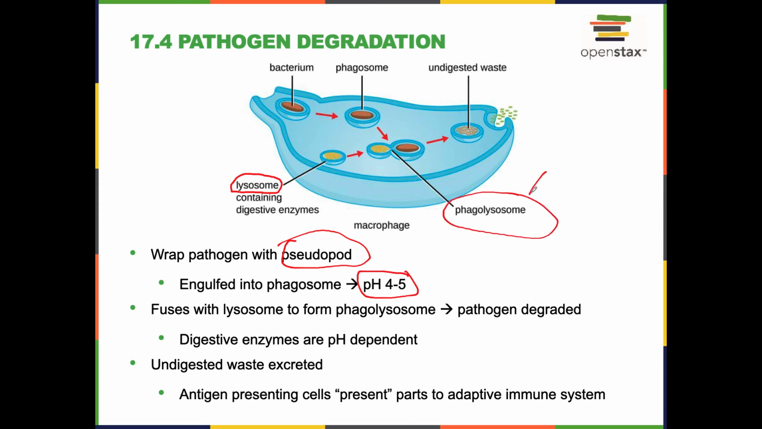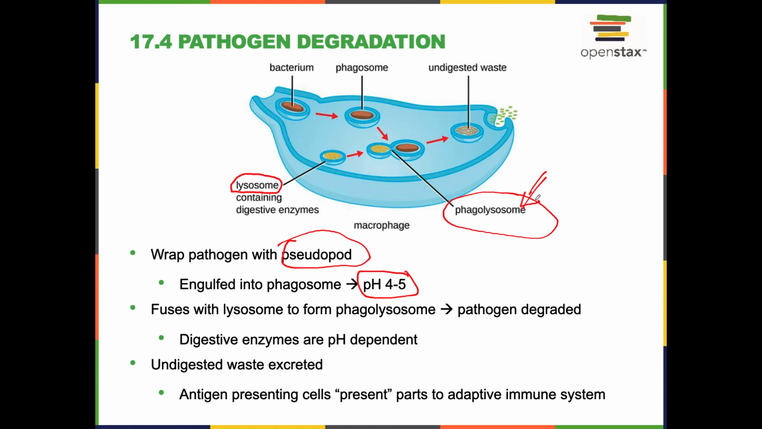And this is where our pathogen gets digested, right? So it doesn't get digested in the phagosome. It doesn't get digested in the lysosome. It gets digested when the phagosome fuses with the lysosome. And conveniently enough, the enzymes that are found in the lysosome are pH dependent. And guess what pH they like to work at? That's right, pH 4 to 5, right? So this actually prevents the enzymes from going haywire if they accidentally get released from the lysosome and into the cell, right?